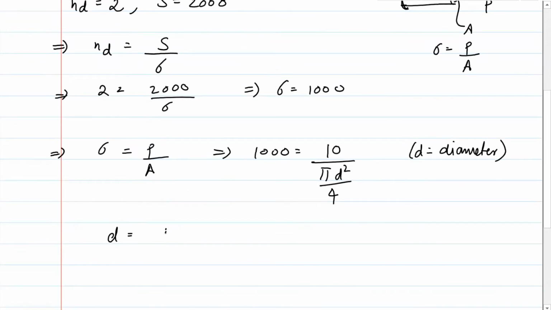So I need to solve for d, which is the square root of 4 divided by pi times 10 divided by 1000.